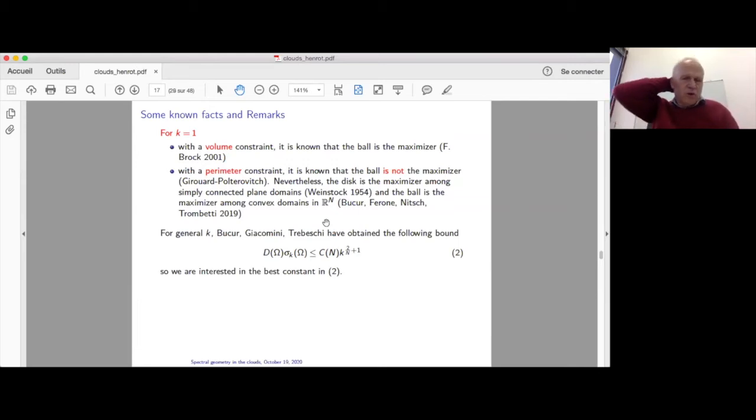In another paper, Bucur, Giacomini, and Trebeschi proved this inequality for the product. We are interested in the product diameter times sigma k for any k. The product diameter times sigma k is estimated from above by a dimensional constant C of n times the index k to the power 2 over n plus 1. So when you are interested in maximizing diameter times sigma k, it means that we try, in some sense, to find the optimal constant in this inequality too. So it was one of the motivations of our work.